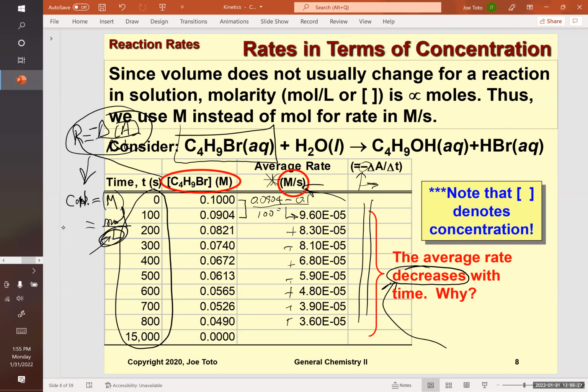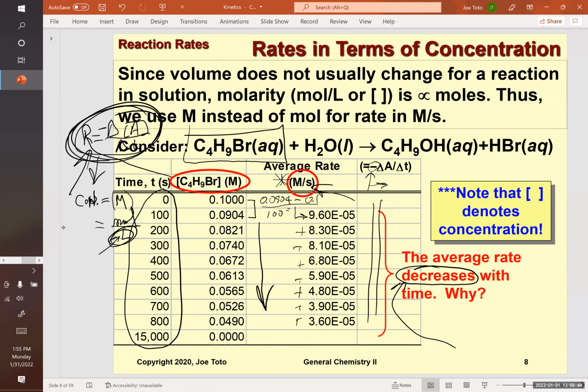Does anybody know why it decreases? The rate decreases because there's less reactant. Yeah, the concentration's decreasing, so it all makes sense. The concentration decreases, the rate decreases. Why? Because that's the rate formula. When you put it in the rate formula, this mathematical formula, it shows that trend. There's the data, there's the concentration decreasing, here's the rate decreasing. And it makes sense because we define the rate that way.